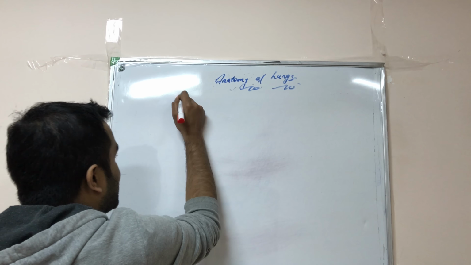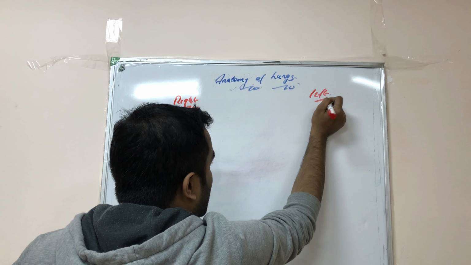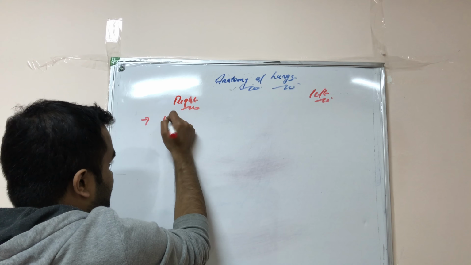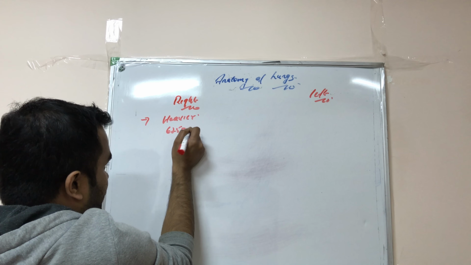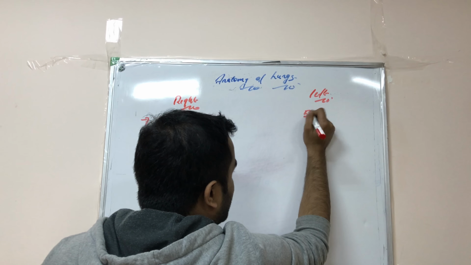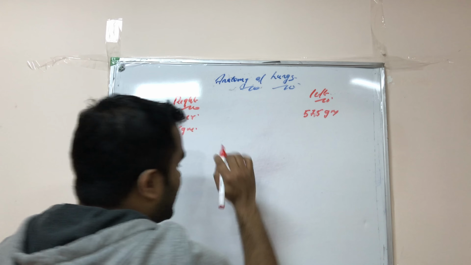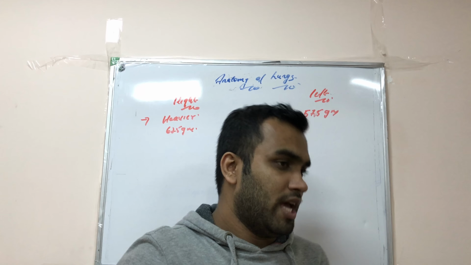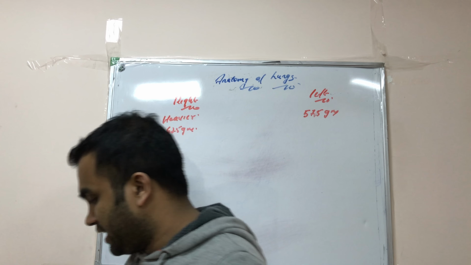Right as well as left. So the right lung is heavier. The right lung weighs 625 gram. This is an MCQ. The left lung weighs only 575 gram. There is a difference of 50 gram. Keep in mind, right weighs 625, left weighs only 575 grams.